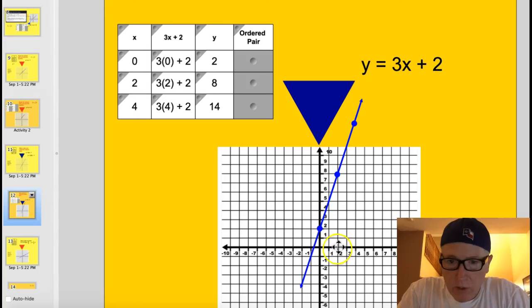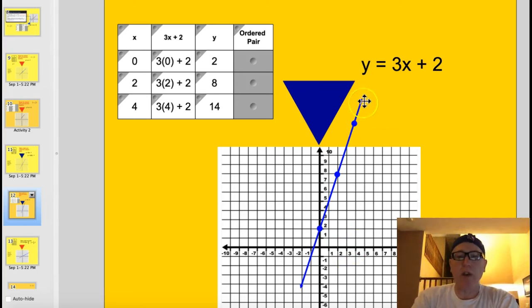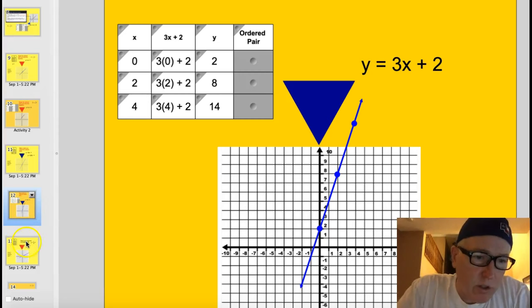I got 2, 8, over 2 up to 8. That's good. And I got over 4 up 14. Yeah, that one looks pretty close. I had to eyeball that one, so that's pretty darn good. All right, there we go. Nice work.